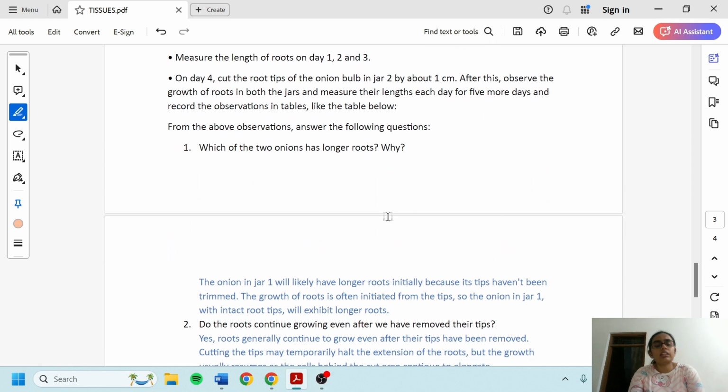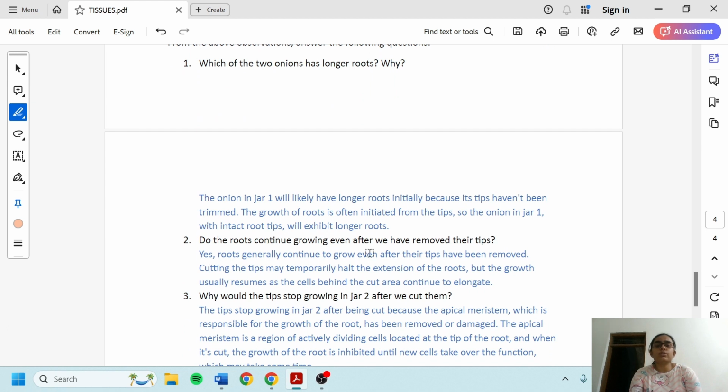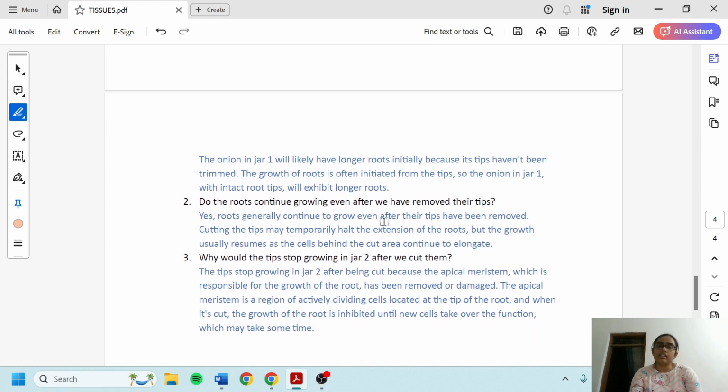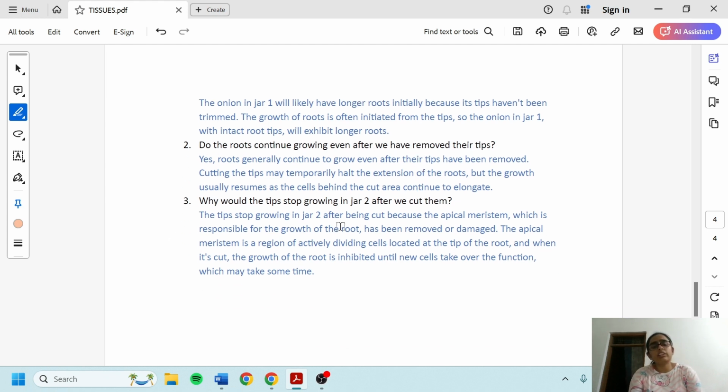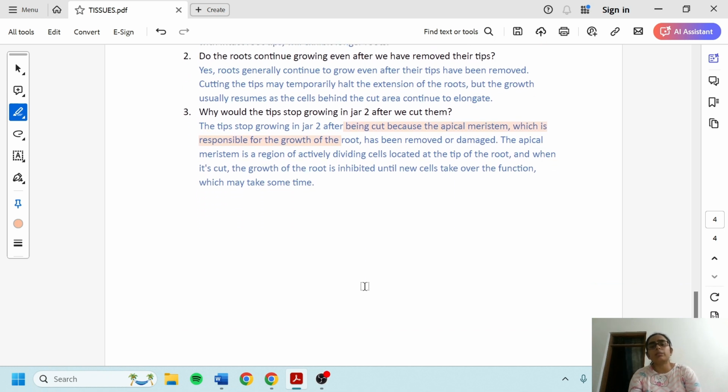The answer is the onion in jar 1 will likely have the longer root initially because its tip hasn't been trimmed. The growth of the root is often initiated from the tip because of apical meristematic tissue. Do the roots continue growing even after we have removed their tips? Yes, you will see that the roots will generally grow even if their tips have been removed. Cutting the tips may temporarily halt the extension, but the growth will resume. Why would the tip stop growing in jar 2 after we cut it? Because the apical meristematic tissue is responsible for the growth of the root.